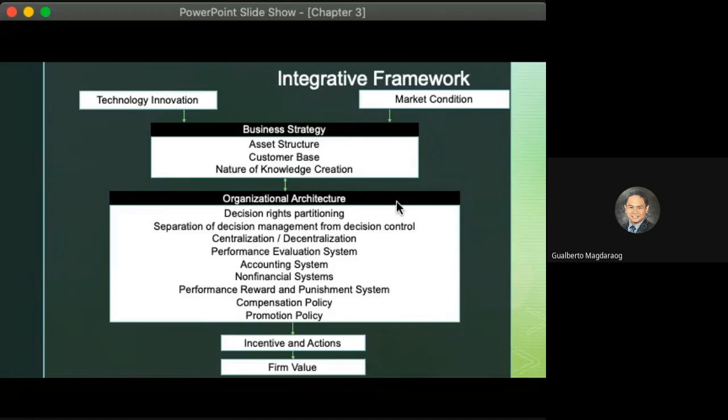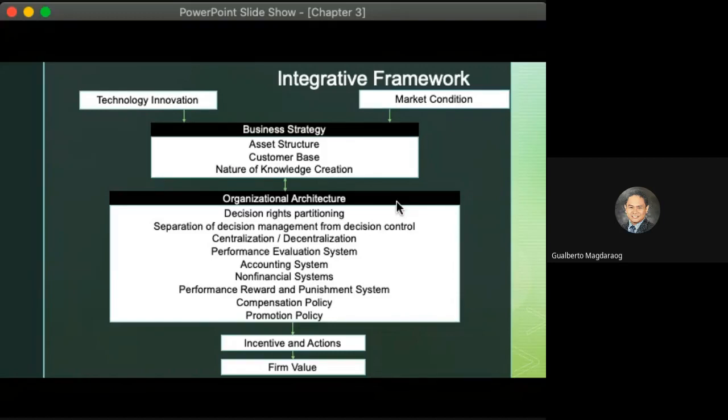And another thing that we have to realize also that whenever we change our accounting system, we have to change also concurrently our decision rights partitioning and the performance reward. Hindi pwede na yung accounting system lang yung nag-change and then the rest hindi nag-change. It will create chaos dun sa organization natin. Kasi pag hindi mo yun lahat binago yung nasa organizational structure natin, it will create conflict of interest.